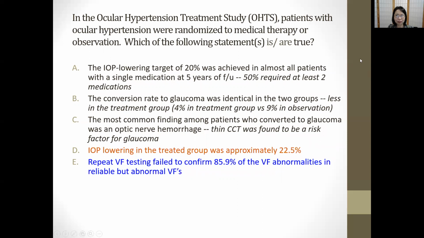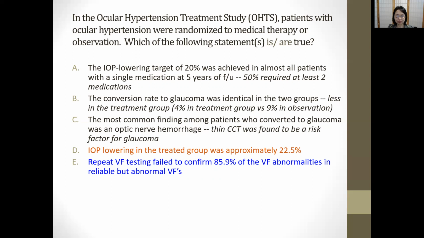Just to go over these, as it turned out, 50% of the patients in the treatment arm required at least 2 medications to achieve the 20% lowering from target IOP. And the conversion rate to glaucoma was not identical. It was less in the treatment group, about 4% versus 9% in the observation group. The most common finding was thinner CCT, which was found to be a risk factor for glaucoma. IOP lowering in the treatment group was approximately 22.5%, which is correct.